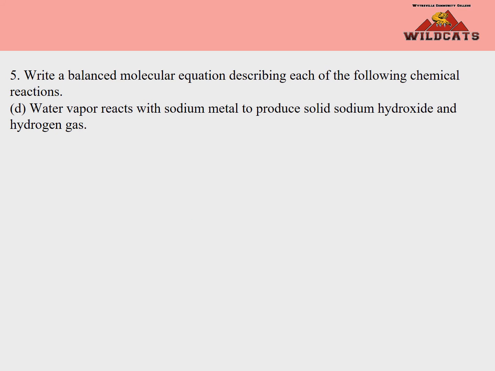Okay, so in this problem, we've got water vapor reacts with sodium metal, and it's going to produce sodium hydroxide and hydrogen gas. Be careful, hydrogen's diatomic. This has got water in it, and you see the OH on the right-hand side, so we're going to split water into HOH.